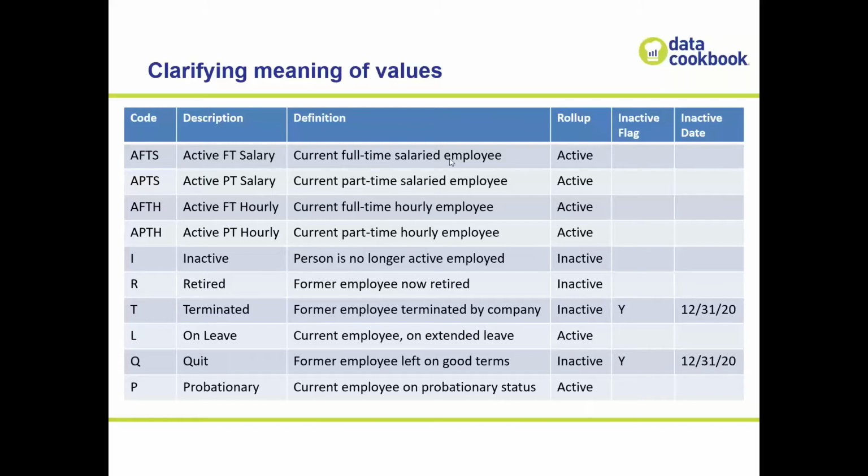There is often a concept in reference data of a roll-up. So here are 10 codes, but really they all represent either being an active employee or an inactive employee. I guess 6 of these are active, and 4 of them roll up to being inactive. Inactive rolls up to inactive, retired rolls up to inactive, terminated rolls up to inactive, but on leave is active, even though you're on leave, because you're a current employee.